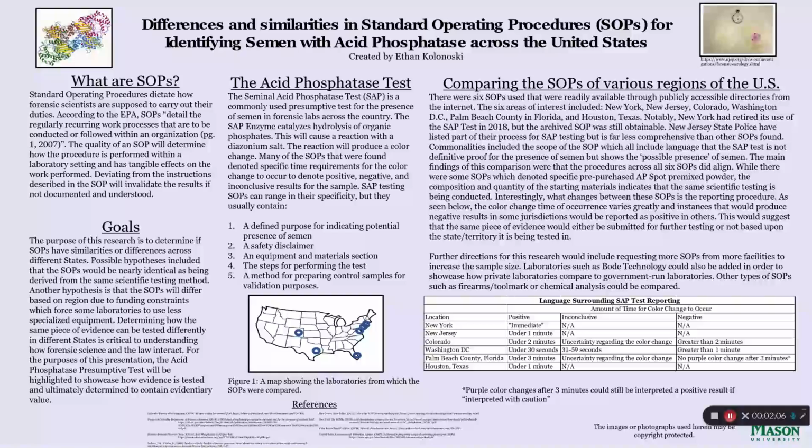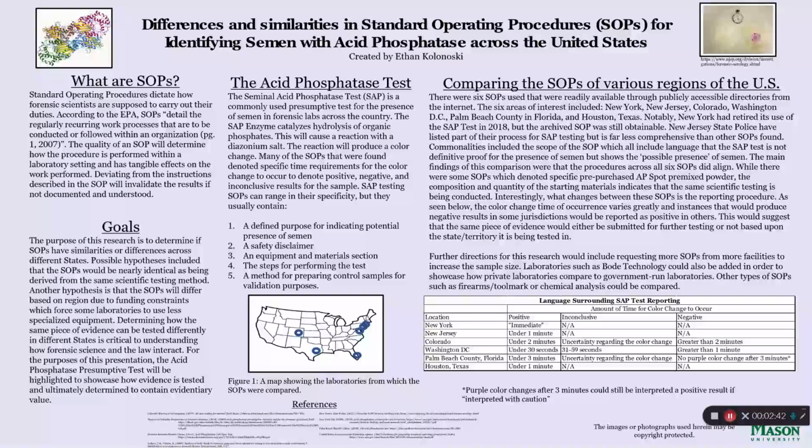Before we get into what my results were, let's talk a little bit about the acid phosphatase test and how that works. The seminal acid phosphatase test, which we can abbreviate as SAP, is a presumptive test for the presence of semen. It's a fairly common task to be performed in these forensic labs, and this is because it's a very easy test to perform. As you can see in the top right, what we're looking for is that purple color change, or no color change on the left there. So that's really what we're looking for.